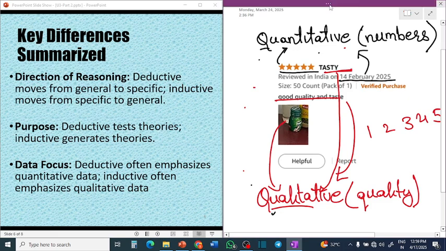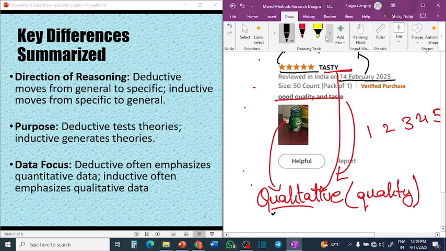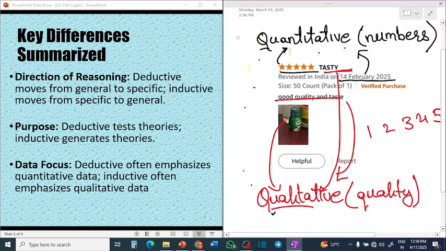In quantitative, what happens? We will talk about the numbers. Whenever we talk about numbers, we say it is quantitative. Any data which we can count. Like for example, this is a review page from Amazon. So over here you can see all the quantitative parts. Like out of 5 stars, how many will you give? So over here it is given 5 stars. Then you can see the date is given. The date has the month, the year. So all of these are quantitative data.